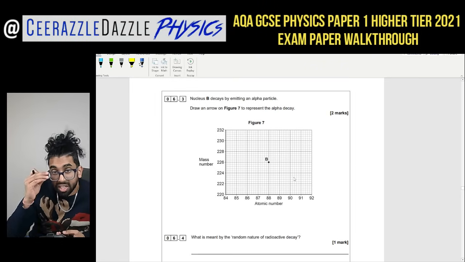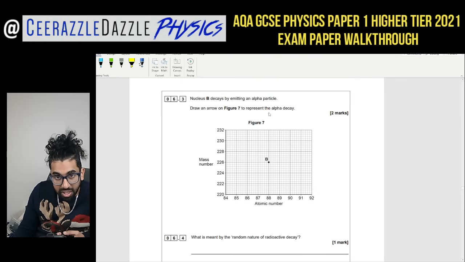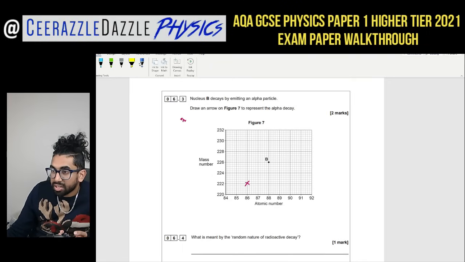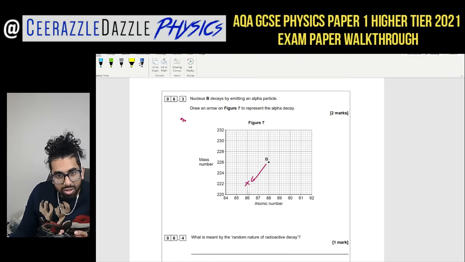Scrolling down, it's the following. Nucleus B decays by emitting an alpha particle. Draw an arrow on figure 7 to represent the alpha decay. If it's going to emit alpha decay, hopefully remember that the mass number decreases by 4 and the atomic number decreases by 2. So the mass number drops down by 4, and the atomic number drops down by 2, so it's going to be to there. So look, we've dropped from there to there. So that's my line, a line between B and 86 protons, and the same line between B and 22. So it's going from there to there.